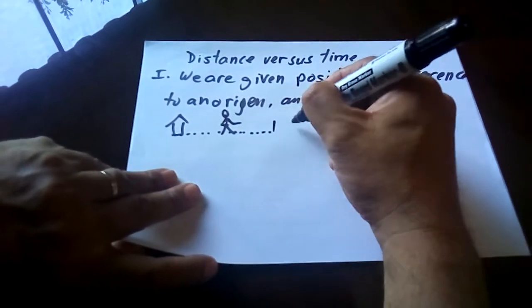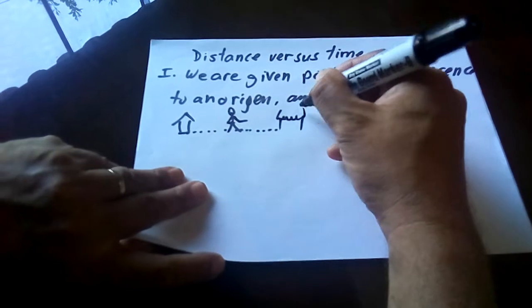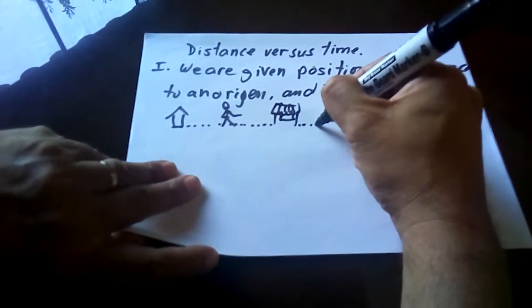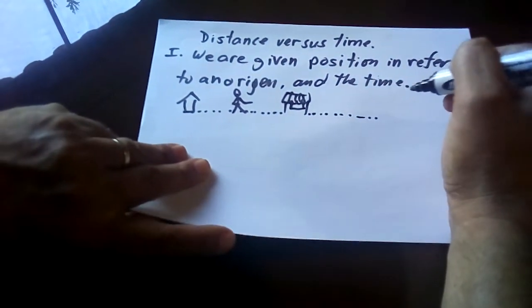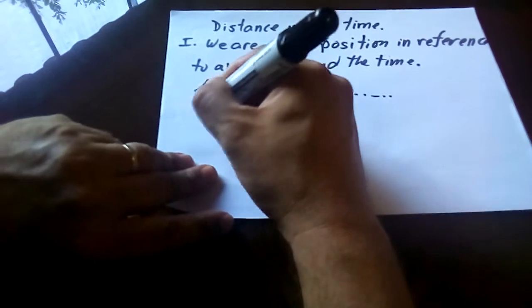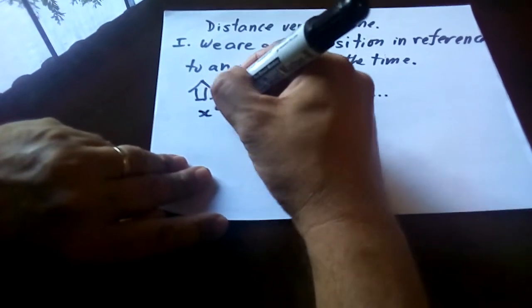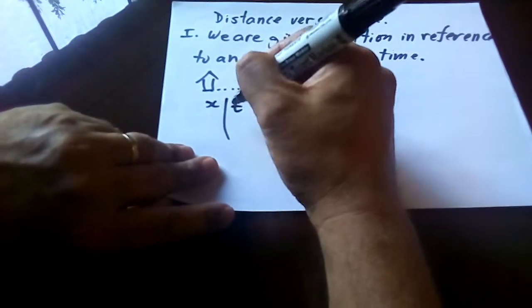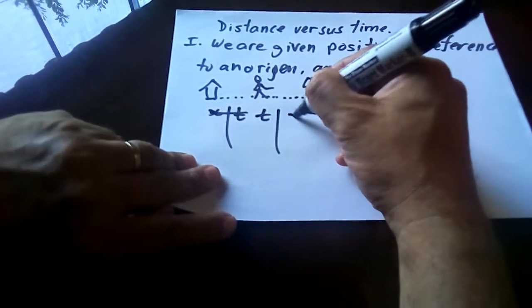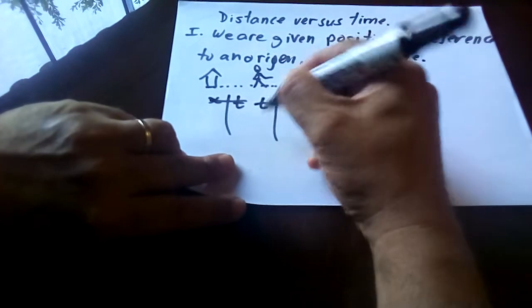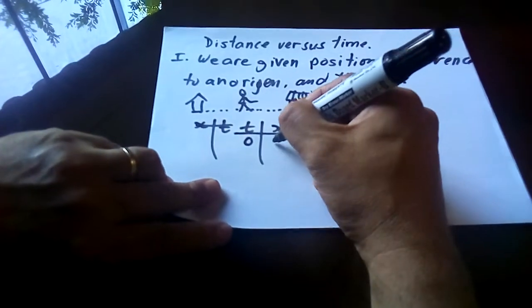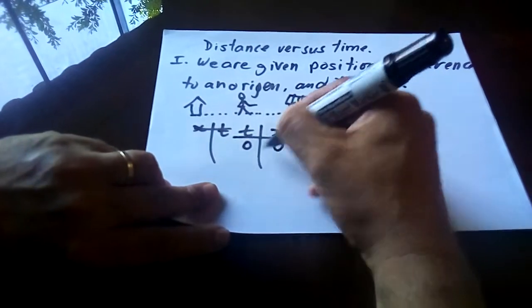Then he stops at a shop to look at some things in the window, and then he continues walking for a few more seconds. So we're told that position X and time would be something like this. When the time was 0, when they started moving, he was nowhere but at the origin.